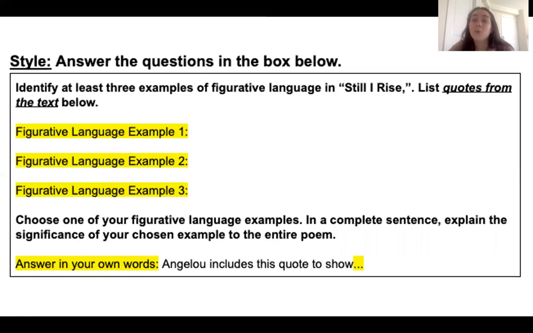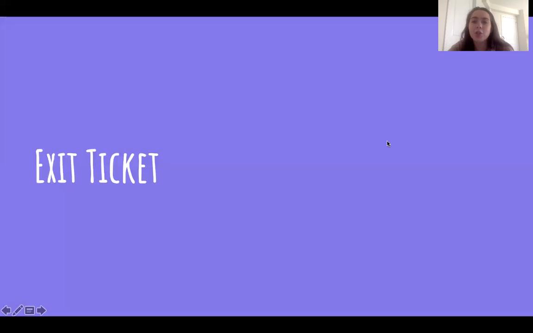All right, so we're moving on to the last part of our lesson, which is our exit ticket. Go ahead and pause this video and go back to your digital worksheet, click the exit ticket link, answer the multiple choice questions, then you are done for the day.